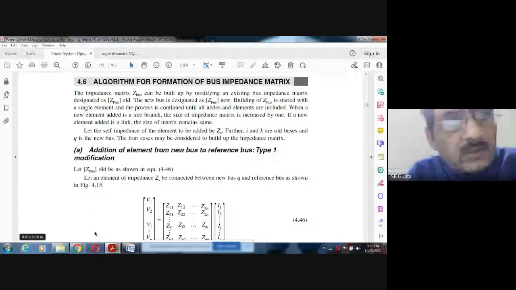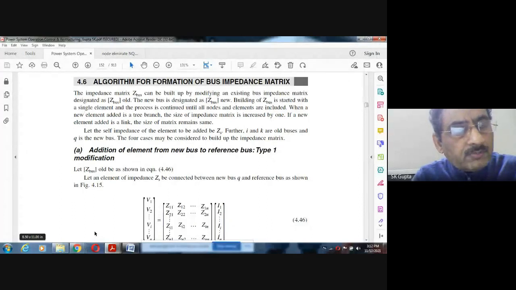And in that way we were able to find the fault current, and we told this ZKK is the kth column element of the Z bus, and we told this Z bus can be formed from the network with the help of, first of all, we can form the Y bus, then by inverting that we can form the Z bus. So it was the impedance bus.